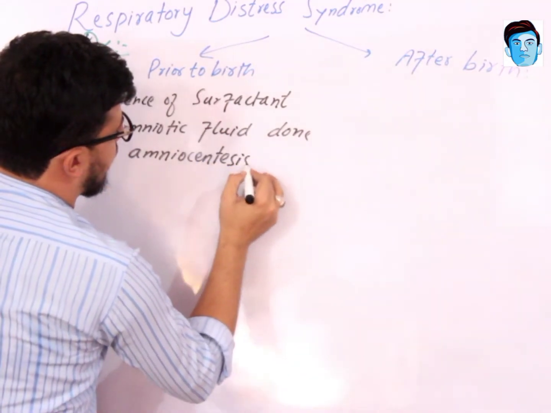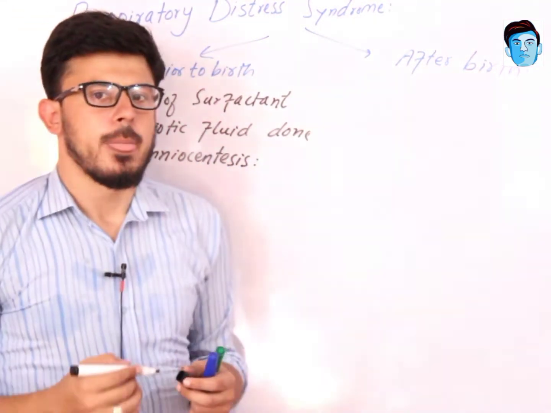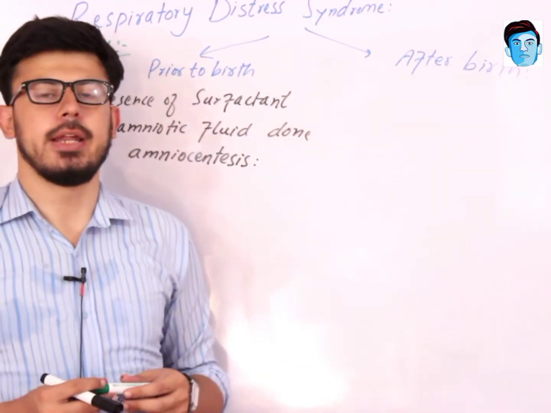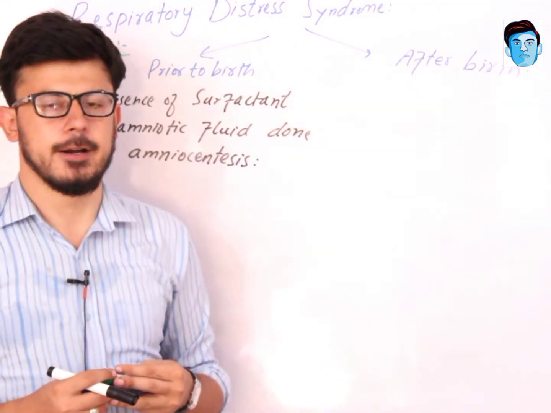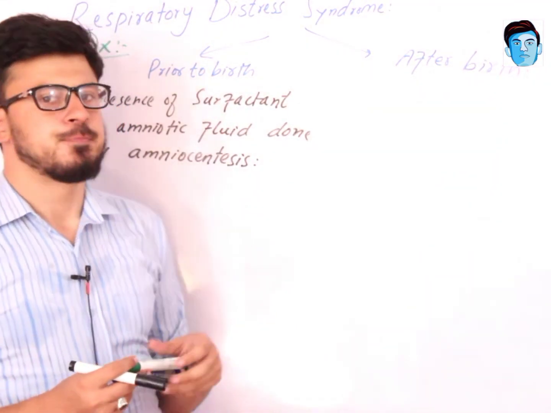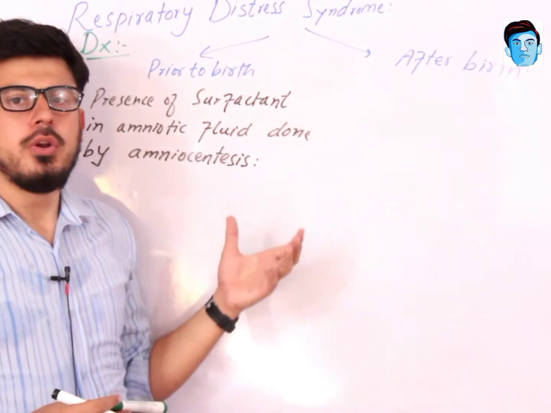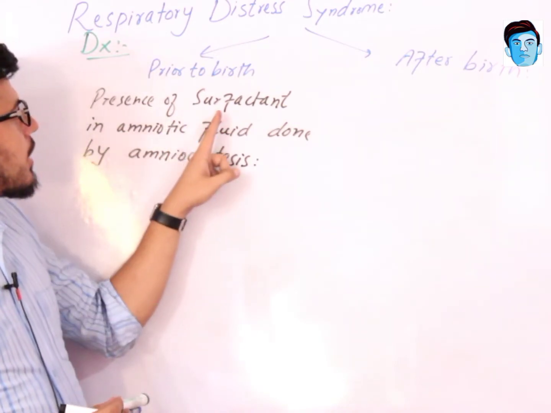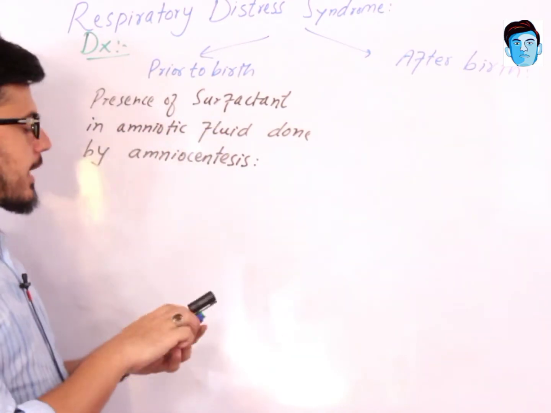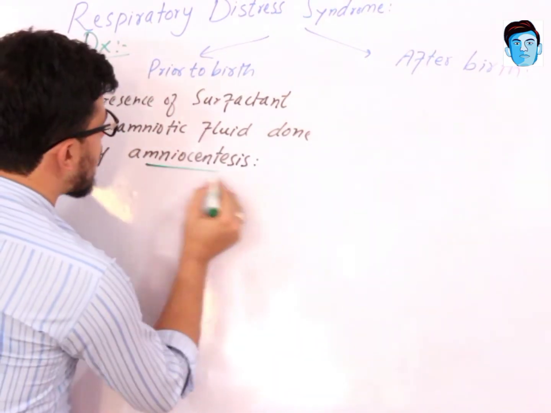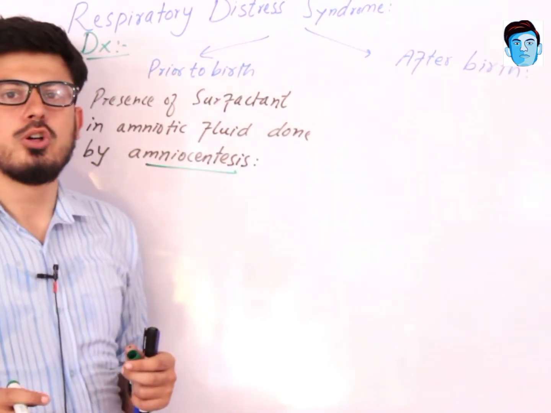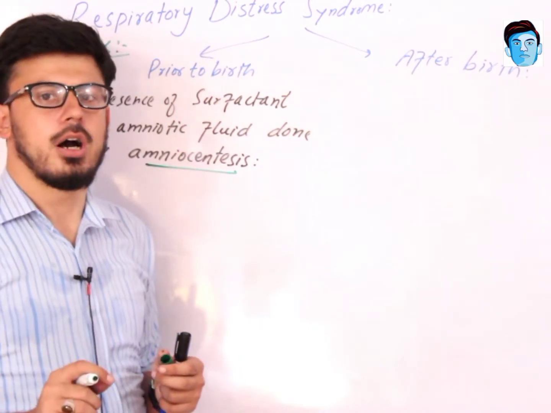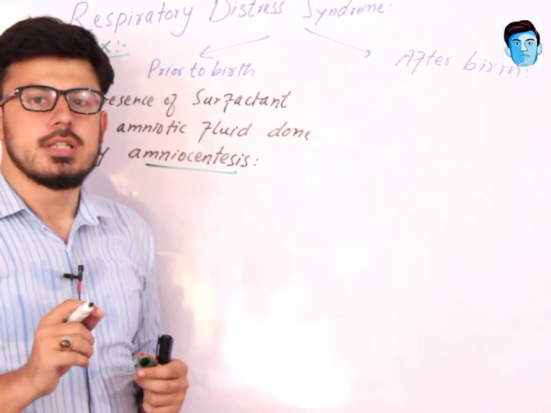As I told you earlier, the surfactant level within the amniotic fluid is best assessed between 28 to 34 weeks of gestation. So if you need to assess the level of surfactant, you need to check it within the amniotic fluid by a process called amniocentesis. Also, if the case is prior to birth, you can assess the lecithin and sphingomyelin ratio. You can take the ratio of lecithin to sphingomyelin.